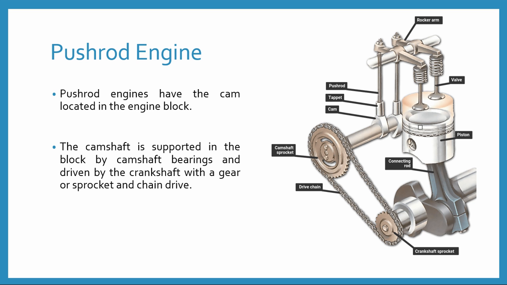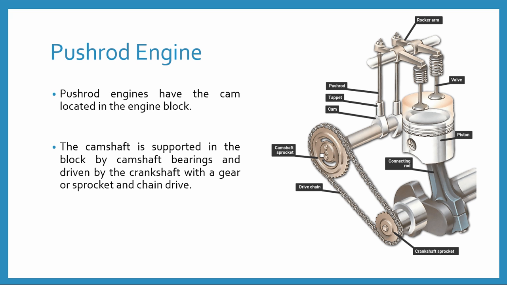So students, as you can see in this picture, this one is the crankshaft, here are the crankshaft sprockets. This one is the connecting rod, this one is the piston, and this one is the cylinder. This crankshaft sprocket is connected with the camshaft sprocket through the drive chain. The drive chain is used as a connector between the crankshaft sprocket and the camshaft sprocket.